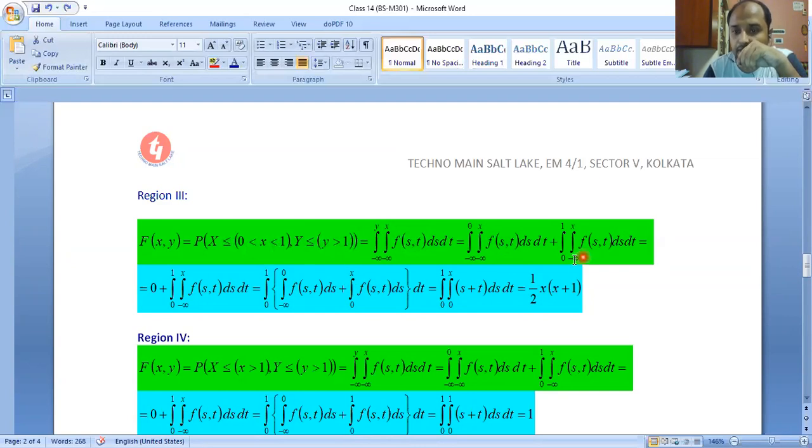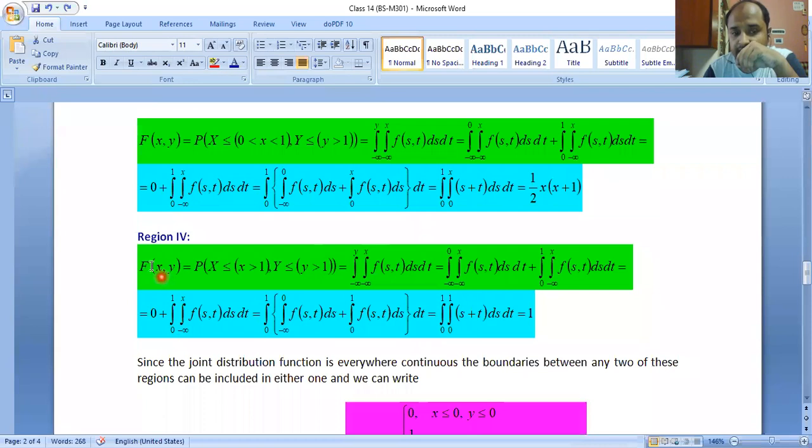And we know that y will bear this particular rule and x will satisfy that particular rule. Keeping this in mind, we are dividing the region into halves. So ultimately from this expression, we are going to get integration 0 to 1, integration 0 to x, (s plus t) ds dt, and that will yield half x into (x plus 1). And lastly, for region 4, we did the same thing, F of x comma y, probability of X less than or equal to x, here x is greater than 1 and y is greater than 1. And similarly, with similar logic, we have divided these into two halves, one half getting vanished.